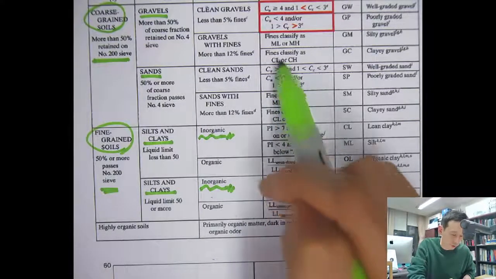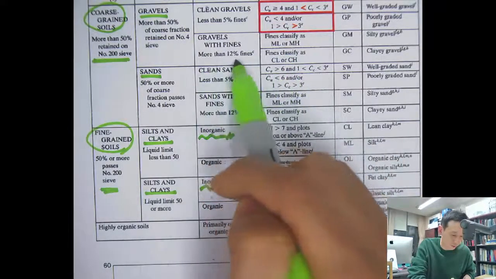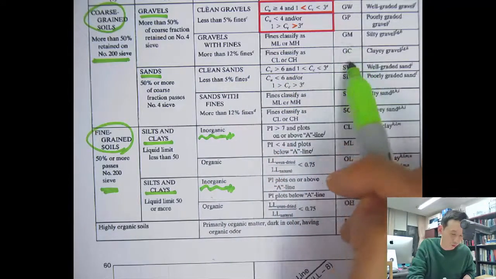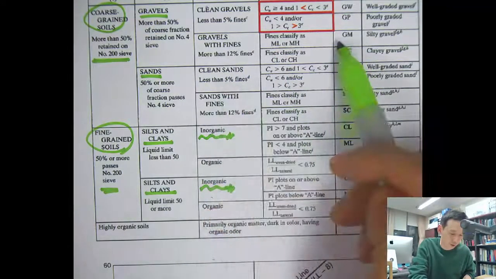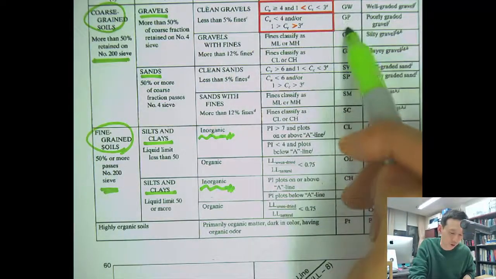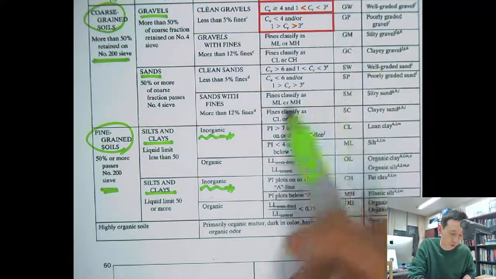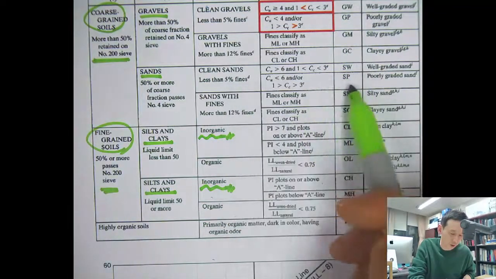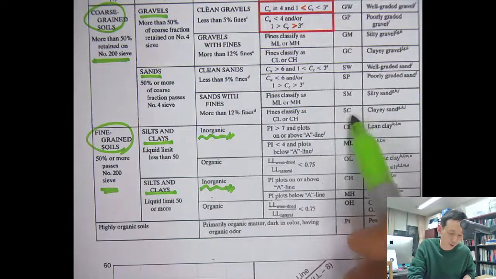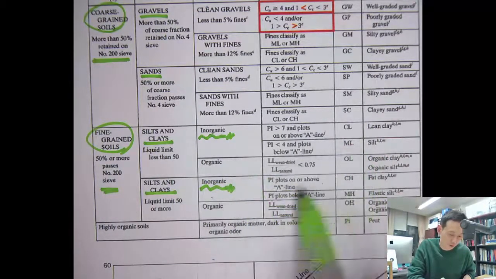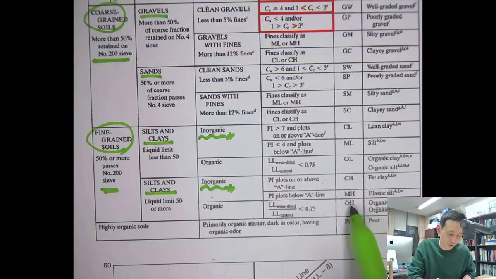So depending on the fine fraction, if this fine fraction is more than 12%, then it can be GM, GC. And if it's clean gravel, GW and GP, and clean sand, SW and SP, sand with fines, SM and SC, and silt and clay, CL, ML, CH, and MH.